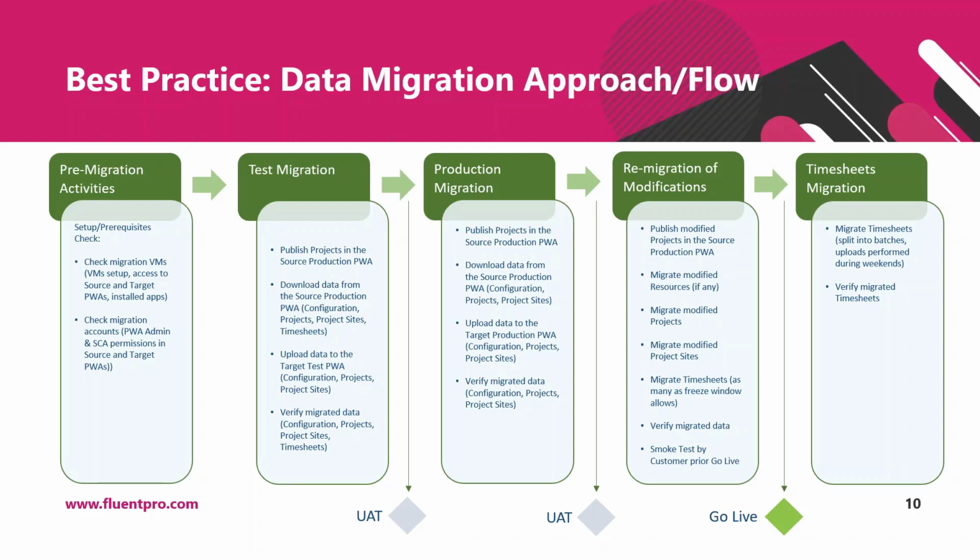Once user acceptance testing is completed and Test PWA looks good, it is time to proceed with the production migration. The same steps that were done during test migration will be repeated during production migration. This migration is done to a separate PWA in the target tenant, and this PWA will be the production one when the migration is completed. Production migration should also be followed by user acceptance testing.